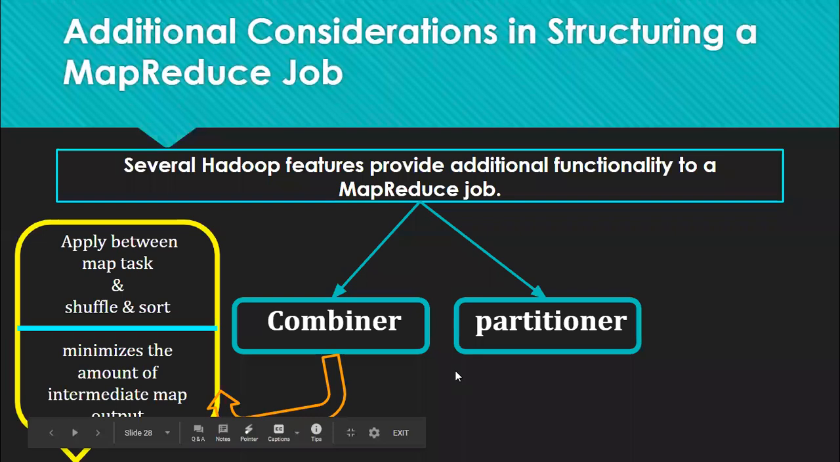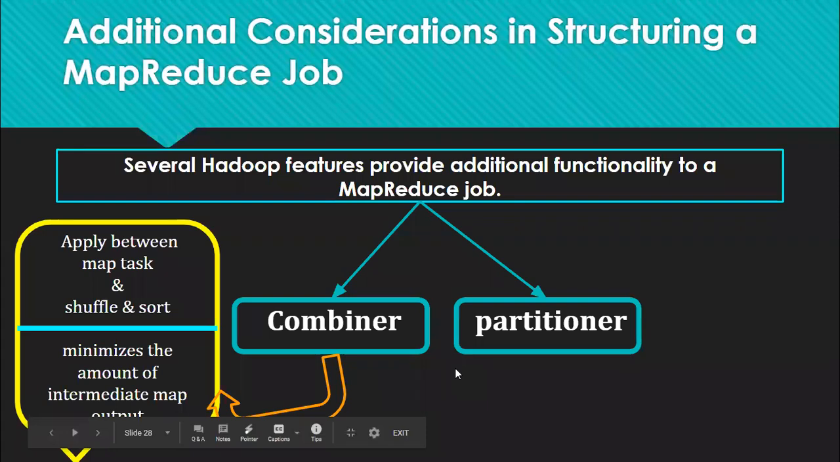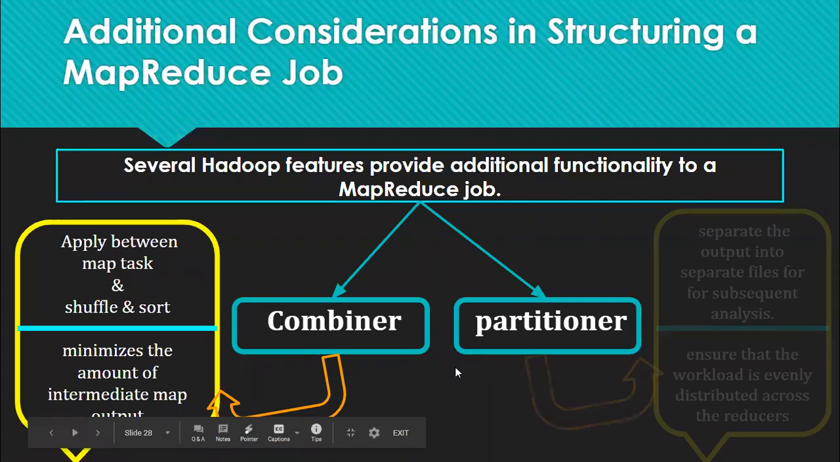The combiner is applied between the map task and the shuffle and sort task. So the place of the combiner is between the mapper and shuffle and sort. It minimizes the amount of intermediate map output. When the output of the map is very huge, it can increase the time for shuffle and sort. So in between we can add a combiner, where the output of the mapper gets combined and that combined output is given to the shuffle and sort.